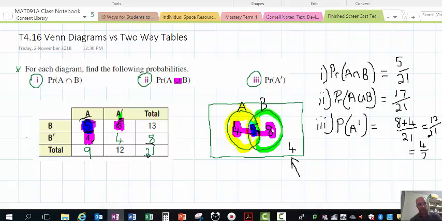Another way of looking at that in the two-way table is adding up the not A column, which is actually easier. Everything in there adds to 12 out of a total of 21, which you can see over here we had 12 over 21. So sometimes tables have advantages. Let's try some.